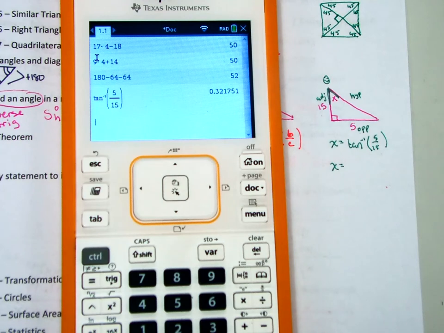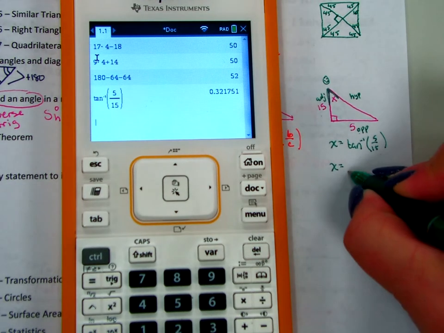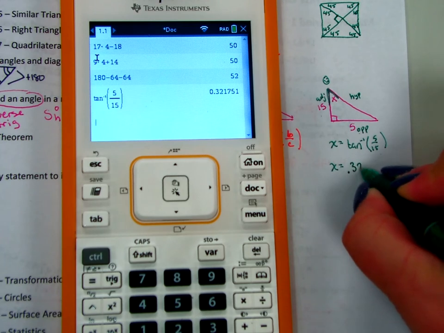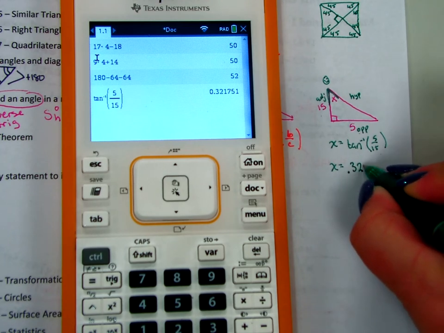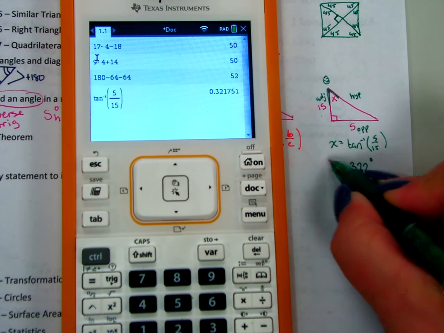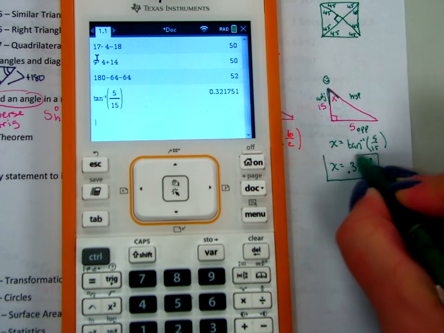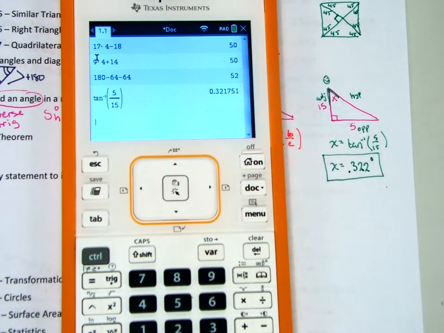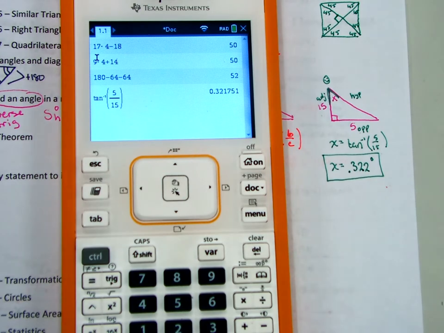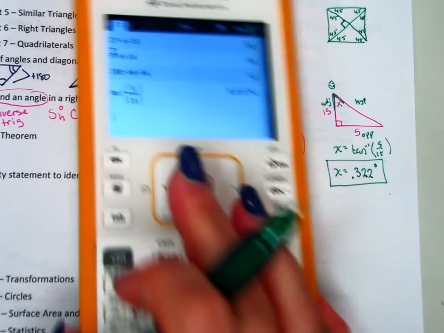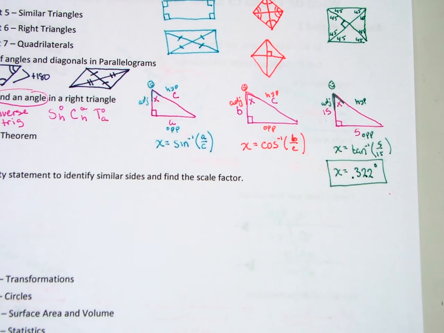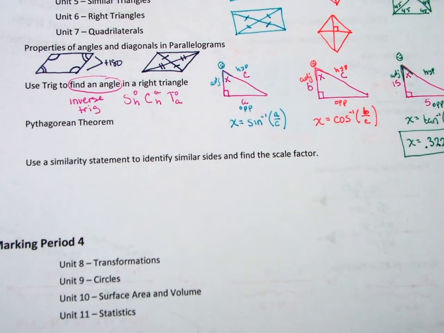So, it's a really tiny angle, but it makes sense because that side is much shorter than this side, right? So the hinge theorem says this angle is not going to be very big. That angle is only 0.322 degrees. It's a teeny tiny little degree because we picked a really long side with a short side. Okay? Questions?